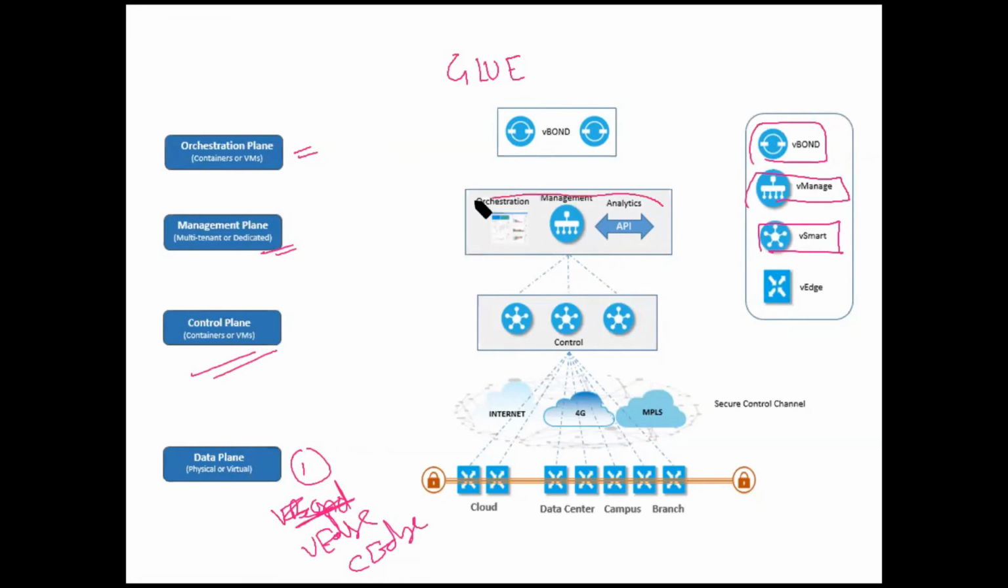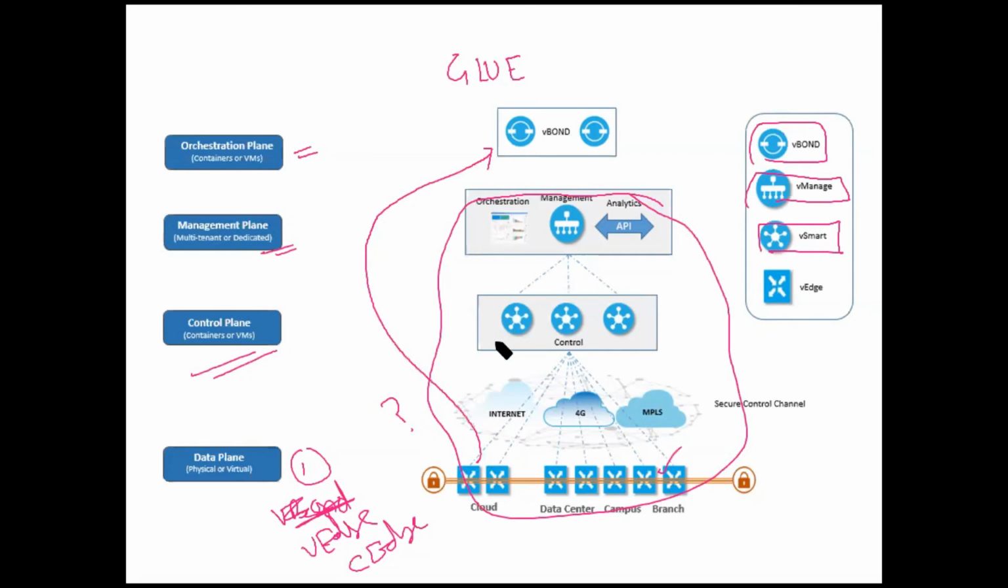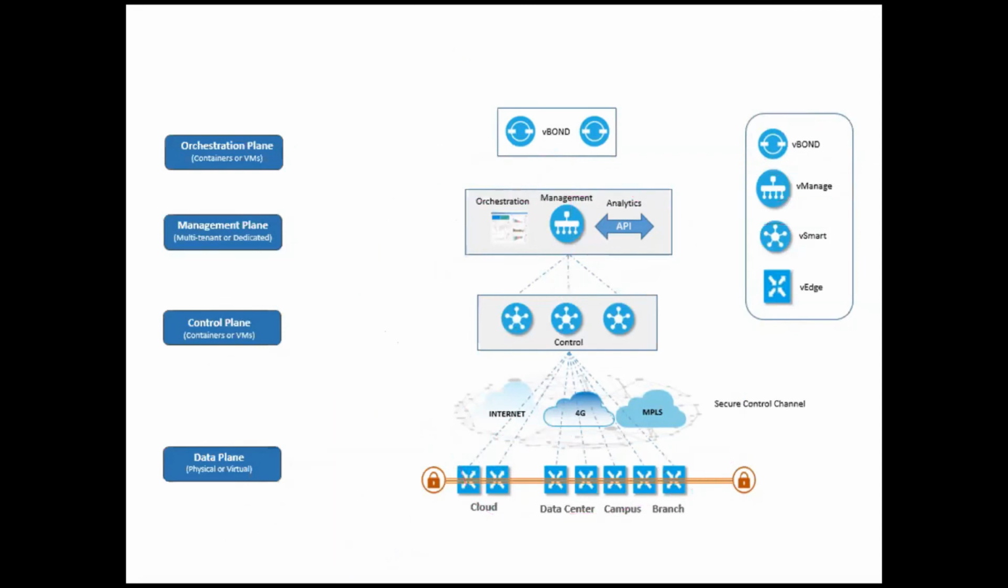Whenever all of these components come up, how do they know which is my control plane, which is my vSmart, which is my vManage? Very first, whenever some device comes up, it will talk with its vBond because it has the IP of the vBond. And vBond in turn will let it know which is your vManage and which is your vSmart. By doing so, your whole fabric will come up. That is how your SD-WAN will come up.